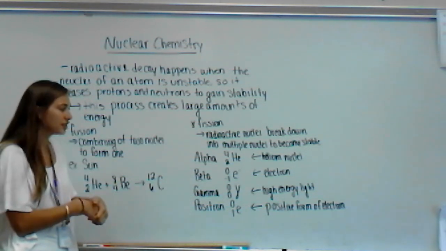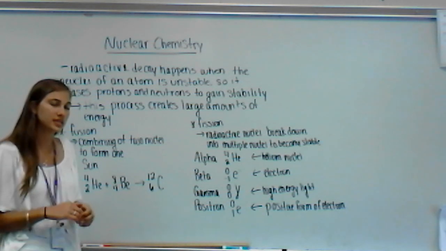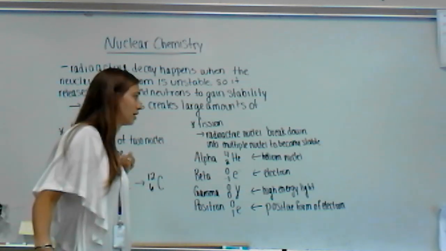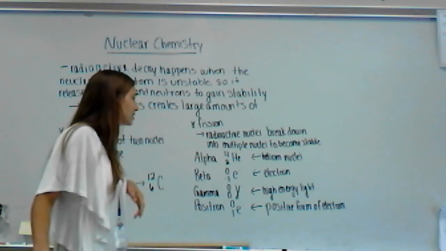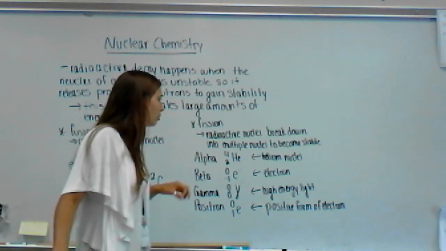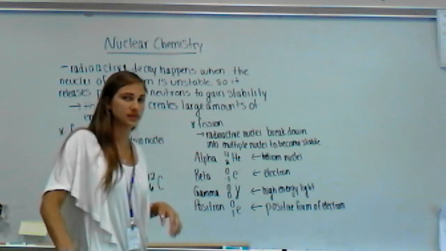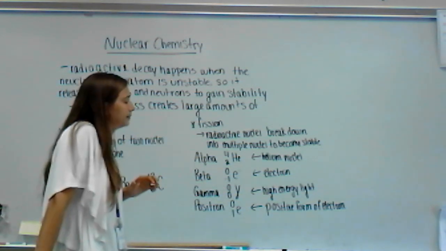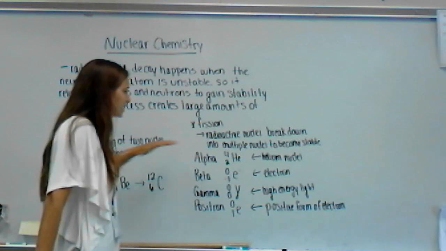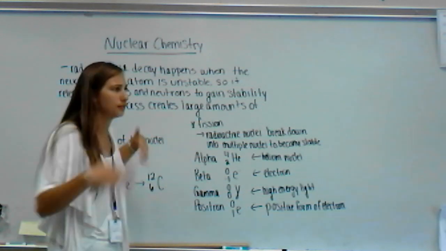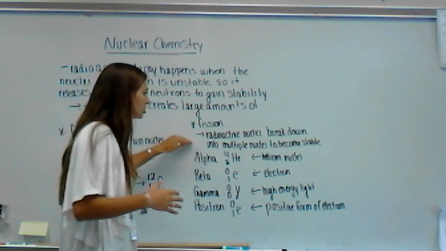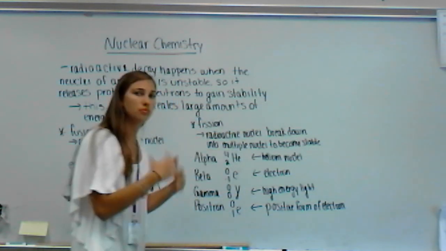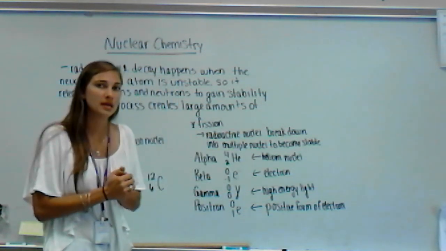Now, if we're talking about fission, there are going to be many different types of fission. And fission is kind of the opposite of fusion. Fission is radioactive nuclei breaking down into multiple nuclei in order to become stable. An example of this, like I already said, is nuclear power plants. When fission occurs, you have a nucleus that's going to break off into multiple different nuclei.